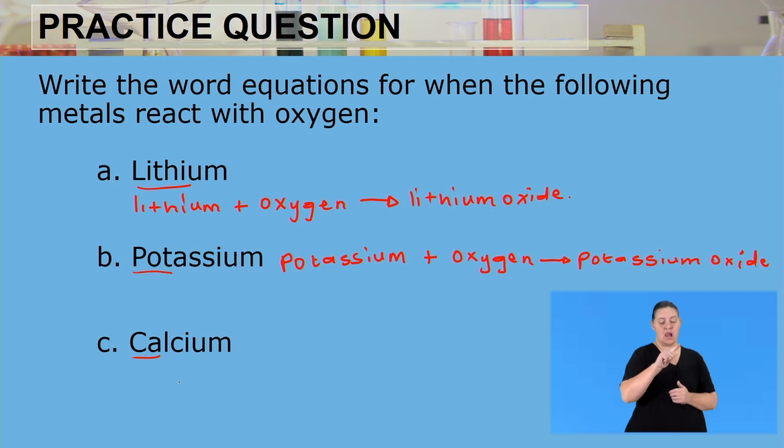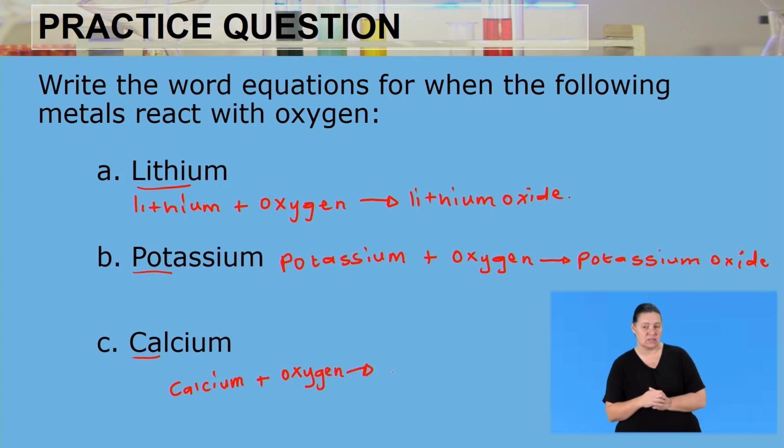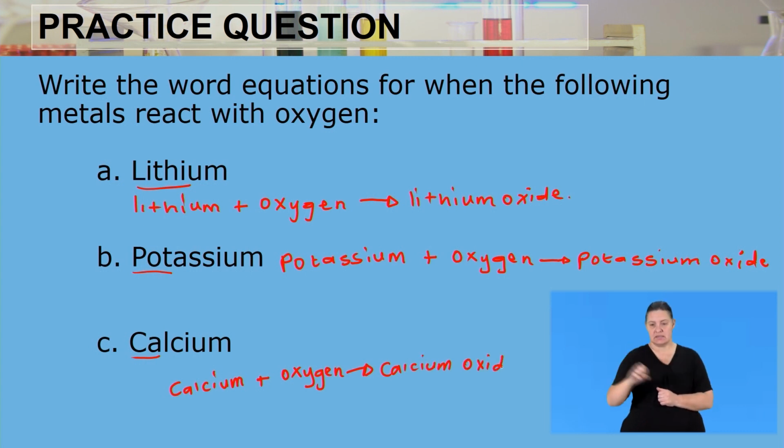So when calcium reacts with oxygen, we have calcium reacting with oxygen. This is going to react to form calcium oxide. So this is how we write our word equations for these particular metals that we have.